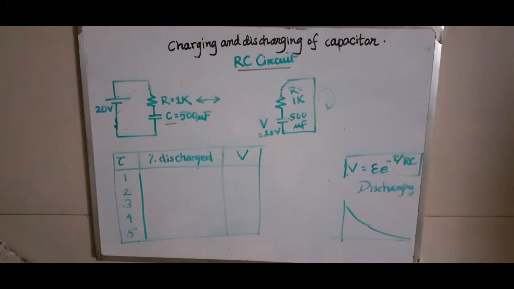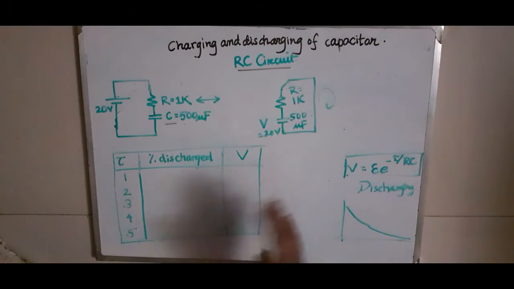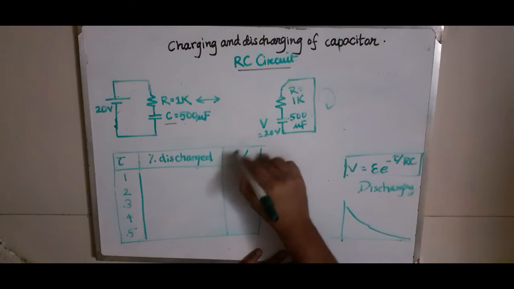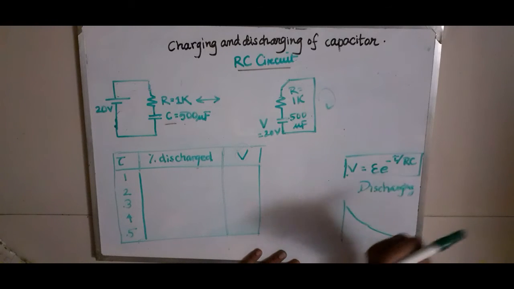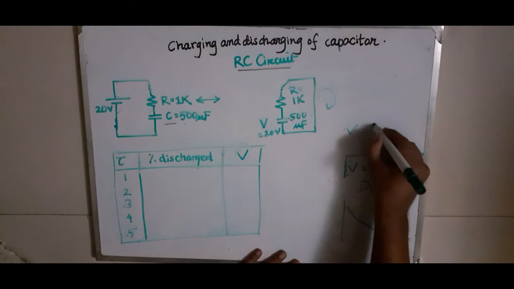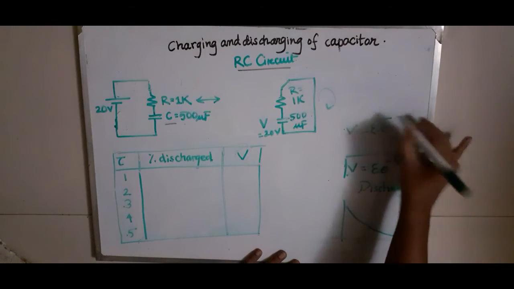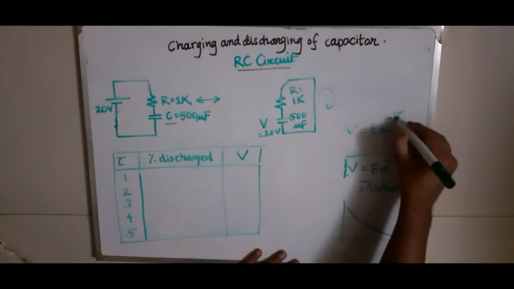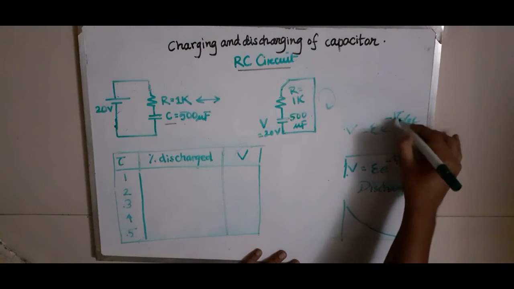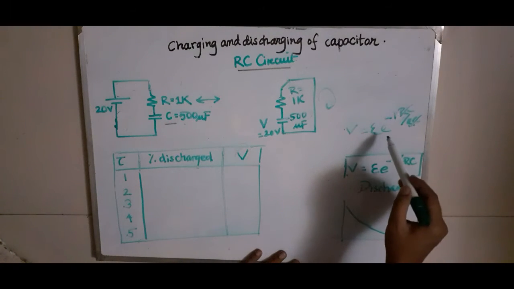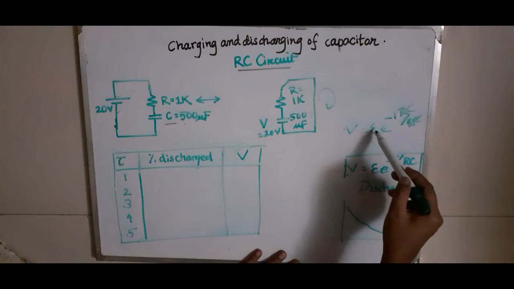If I ask you what is the voltage across the capacitor after 1 time constant, will you be able to figure it out? I think you can do this. V can be found by using the discharging characteristic equation. So V is equal to e to the power minus t over RC, where t is nothing but 1 tau. Instead of writing tau, you could easily write RC, and RC gets cancelled out. So e to the power minus 1 multiplied with E.